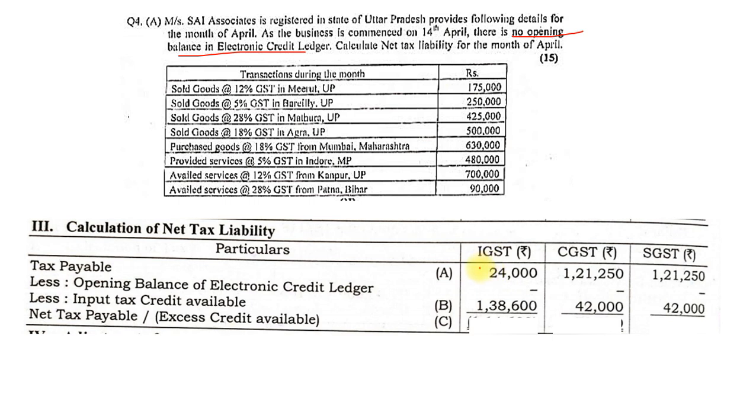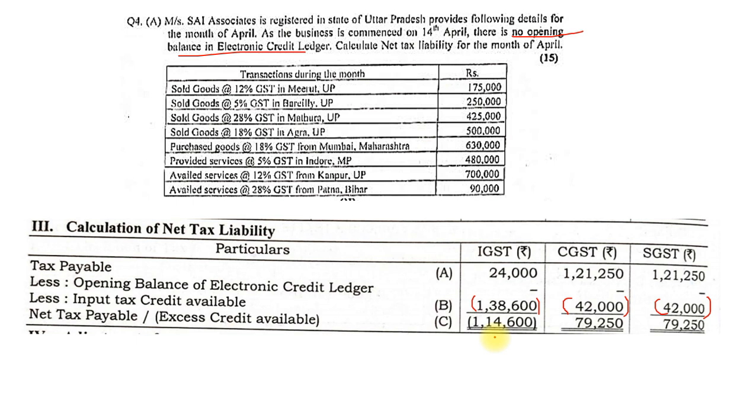Less ITC, that is the second step's totals, which came to 138,600, 42,000 and 42,000. So the first value minus the remaining two values: 24,000 minus. These are all less, so these are all negative values. So we get the first value as negative 1,14,600, positive 79,250 and positive 79,250. Now remember, if you get a negative amount, it means you have paid more tax than was required. If the amount remains positive, that is the amount you still have to pay. That's your liability. So negative means excess credit, positive means liability.